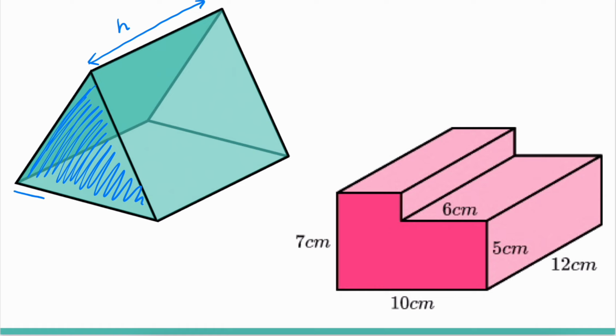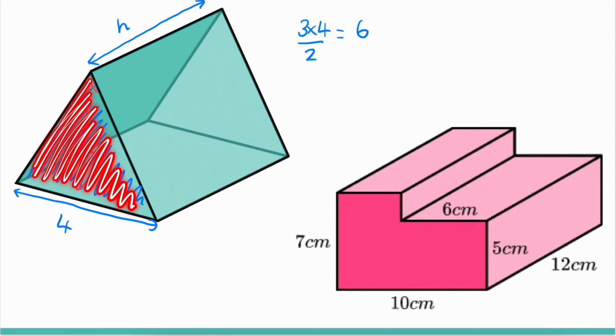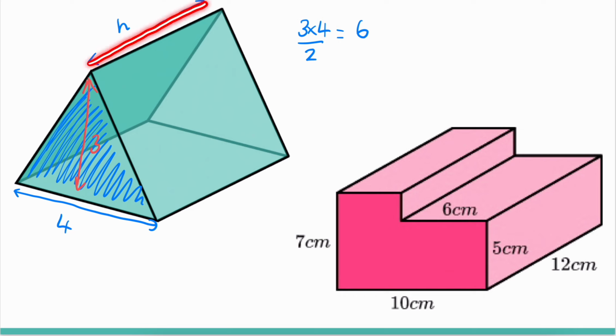So if this was a triangle, for example, and we knew that this was 4 and that it had a height of 3, then the area of this face would be 3 times 4 divided by 2, which is 6. The reason for that is because it's a triangle, and the area of a triangle is base times height divided by 2. And then to find the volume, I multiply it by how far back it goes.